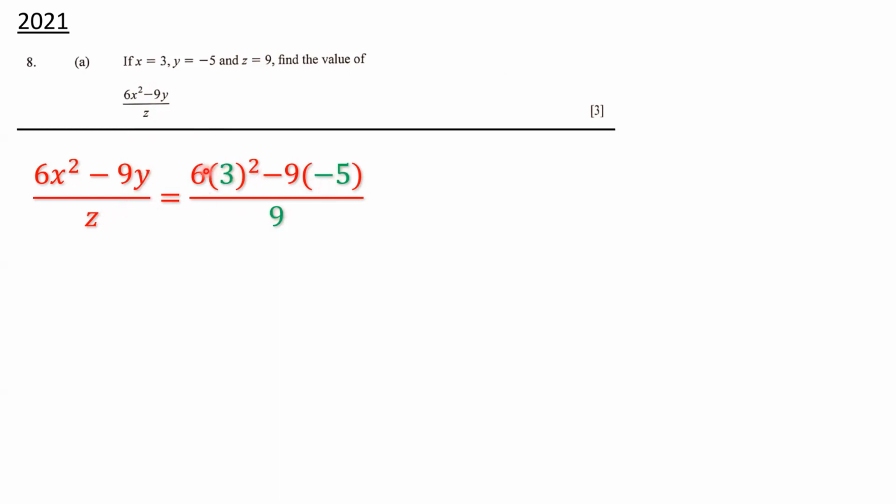And so what we have to do is simplify at the top. We have 3 squared. 3 squared is 3 times 3, which is 9. And so we have to multiply 6 times 9. And then after that, we're going to do in our calculator -9 times -5. So we have 6 times 9 minus 9 times -5. We put that all inside our calculator.